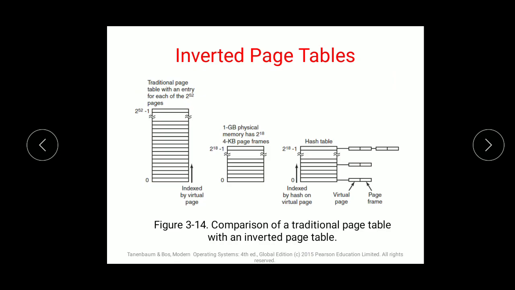Inverted page tables: this is a comparison of a traditional page table with an inverted page table. One will have only virtual pages, one will have physical memory, and the other will have a hash table for different pages, virtual pages as well as page frames, all together in one. The inverted page table gives the conversion of the old value to the new.